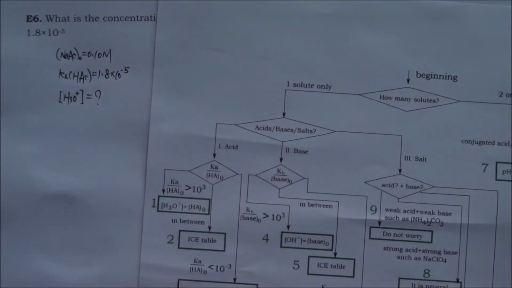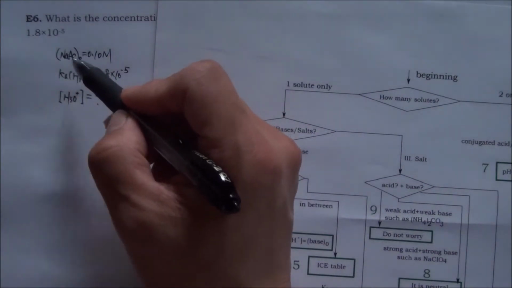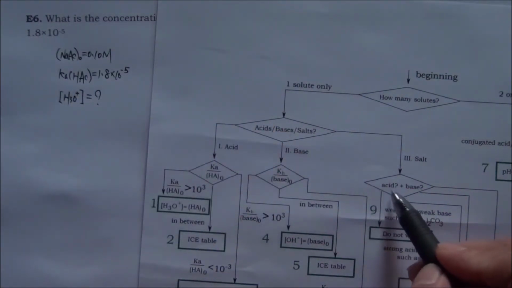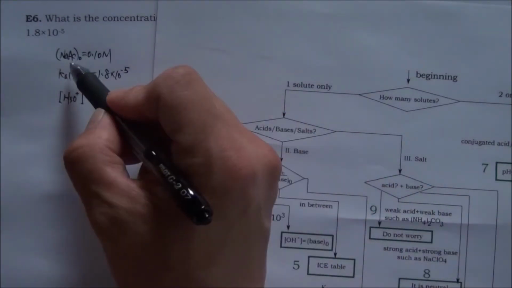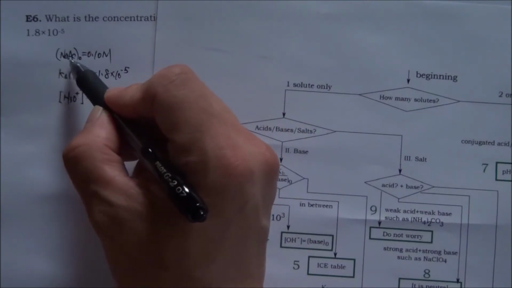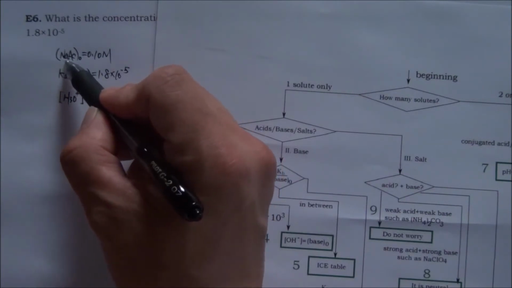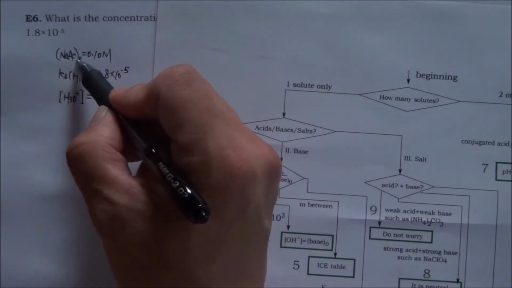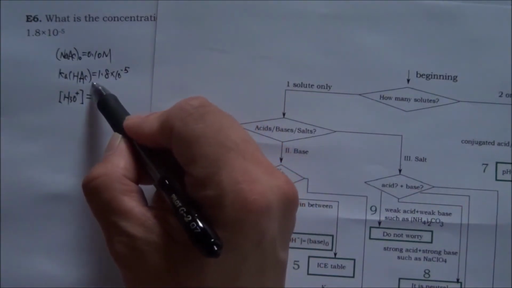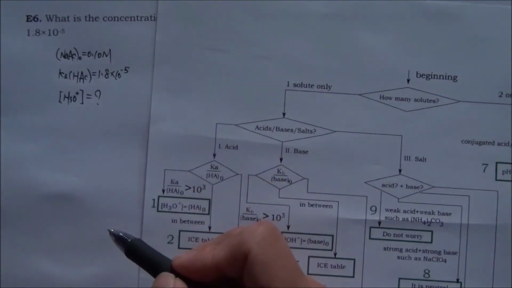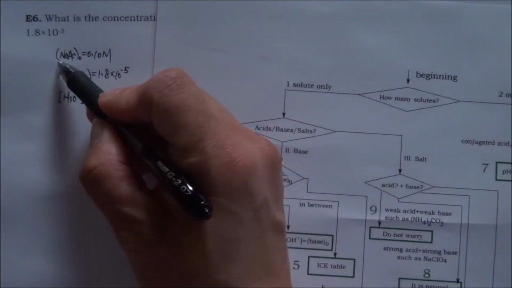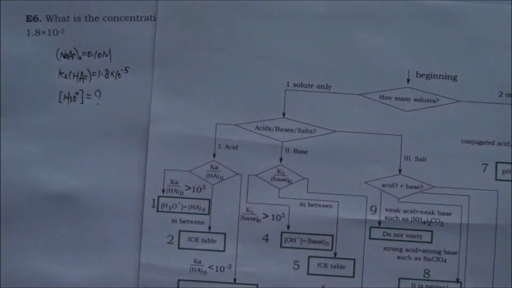To figure out what kind of salt sodium acetate is, we need to figure out what acid reacts with what base to form sodium acetate. We know that sodium acetate is a product of the reaction between acetic acid and sodium hydroxide. Acetic acid is a weak acid because the Ka is very small. Sodium hydroxide is a strong base. This is something you have to memorize. Therefore, sodium acetate is a product of the reaction between a weak acid and a strong base.